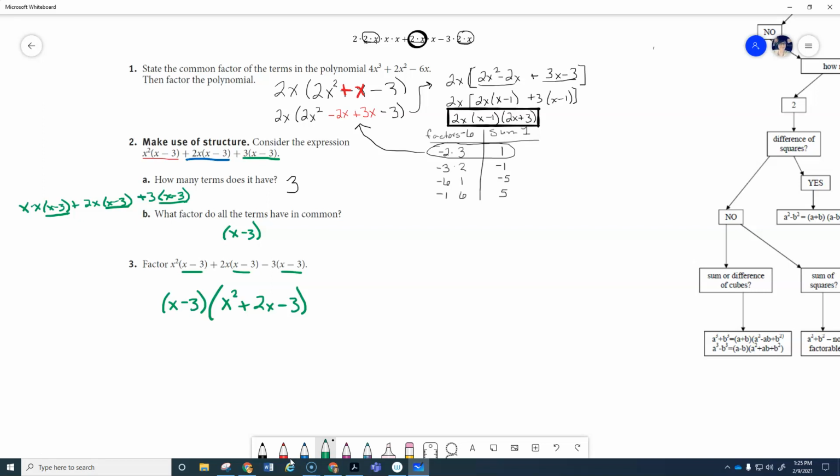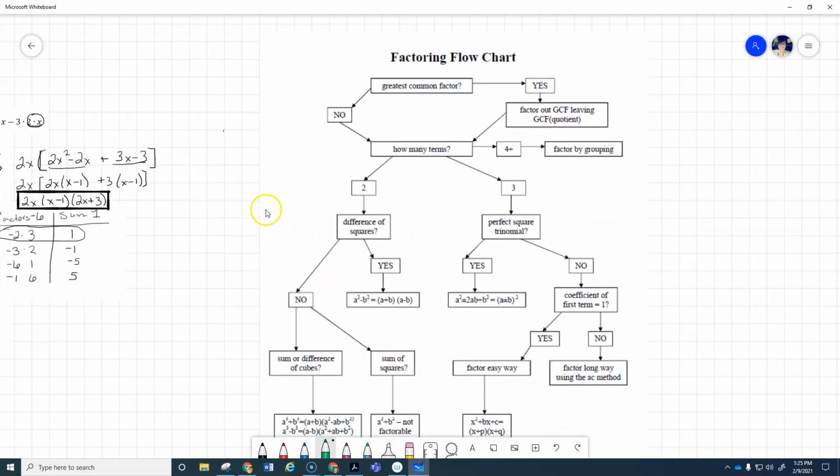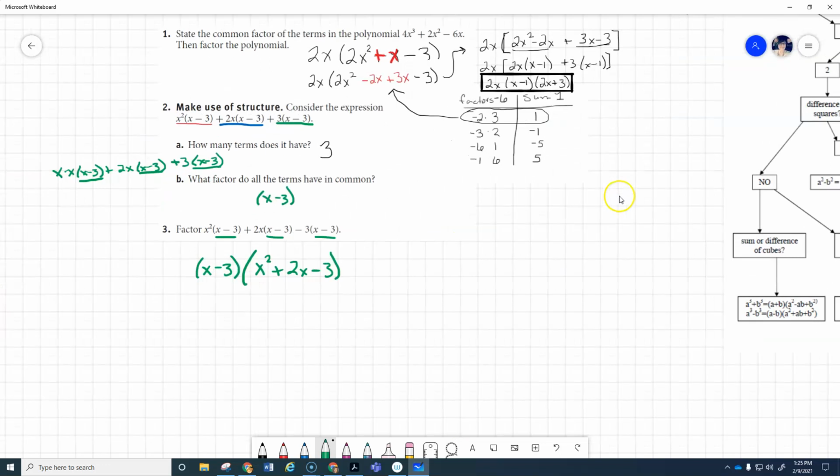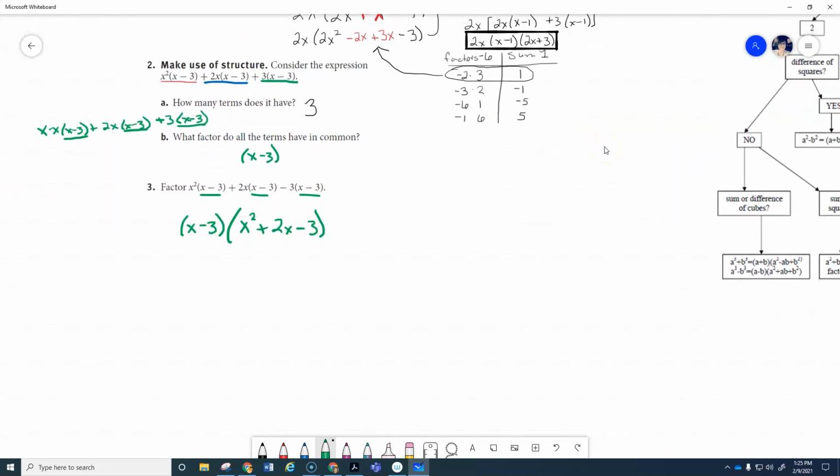So the leading coefficient right here is 1. So if you're over here using this chart, does it have a GCF? No. How many terms does it have? 3. Is it a perfect square trinomial? No. Is the coefficient 1? Yes. Then it must be one of those easy factor tables. So all we need then is factors of -3 that sum to be 2.